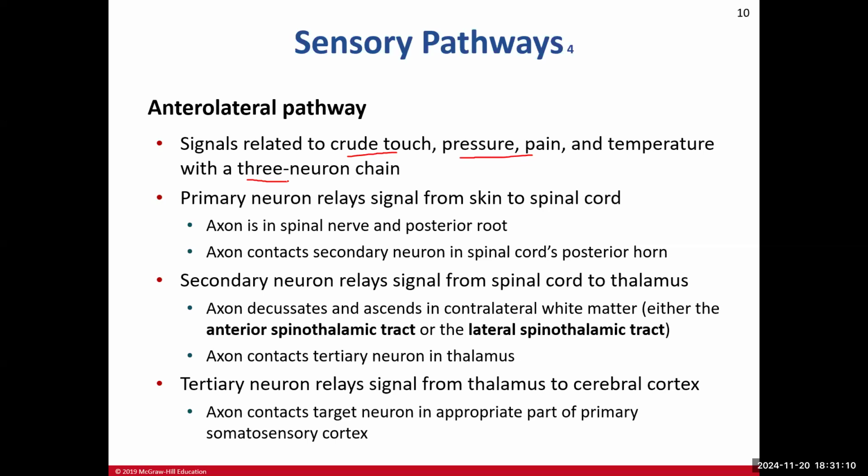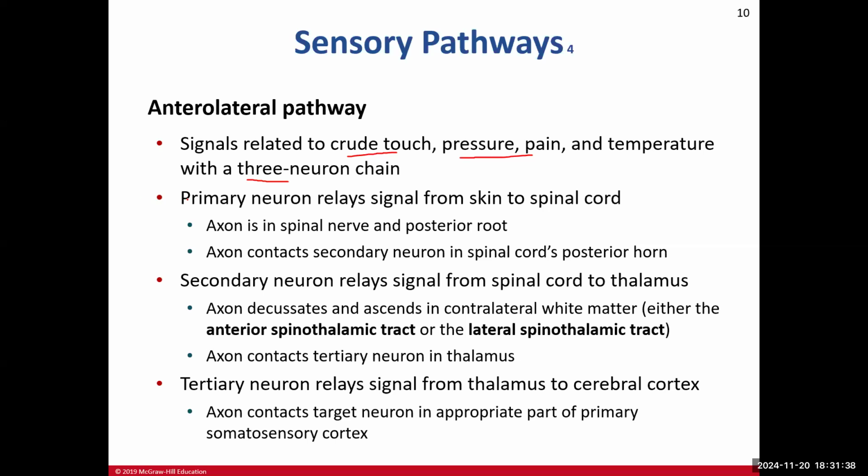The primary sensory neuron is always going to originate in the same place, somewhere out in the periphery, in the skin, muscles, joints. And then the tertiary sensory neuron is always going to travel from the thalamus to the appropriate area in the cerebral cortex there.